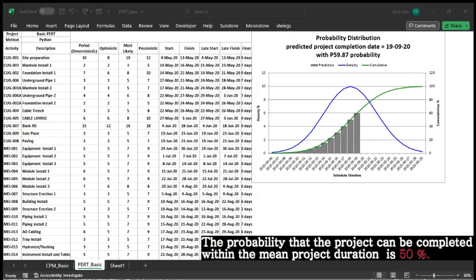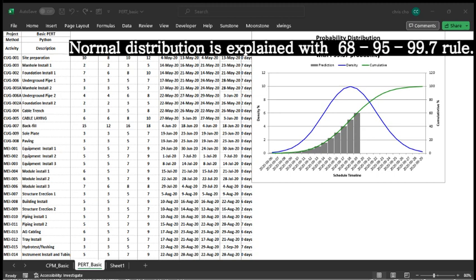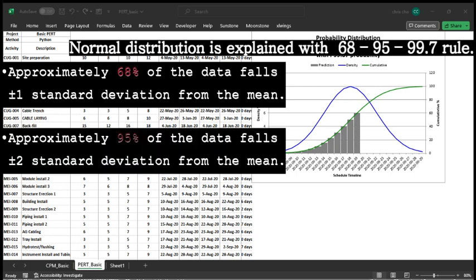The probability that the project can be completed within the expected project duration is 50%. And the probability distribution is normal in PERT probabilistic scheduling. Normal distribution is explained with 68-95-99.7 rule.